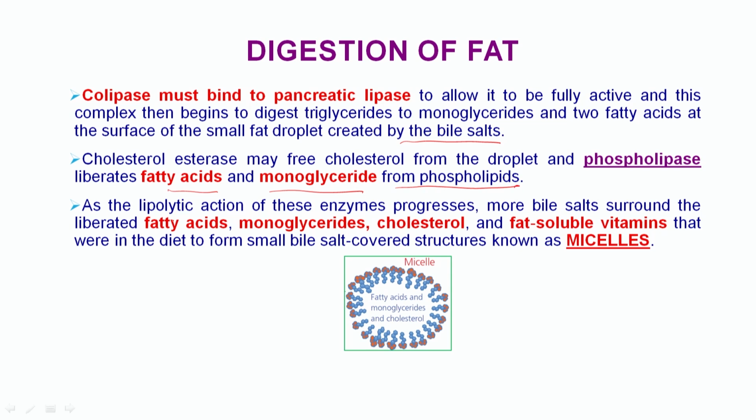As the lipolytic action of these enzymes progresses, more bile salt surrounds the liberated fatty acid, monoglycerides, cholesterol, and fat-soluble vitamins that were in the diet to form small bile salt covered structures known as micelles. So, this is the structure of the micelle. You can see that it is covering the fatty acid, monoglyceride and cholesterol. So, this forms the micelle.